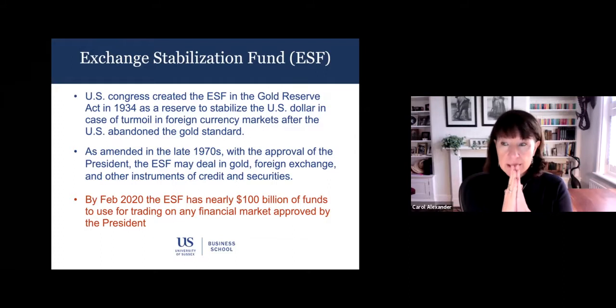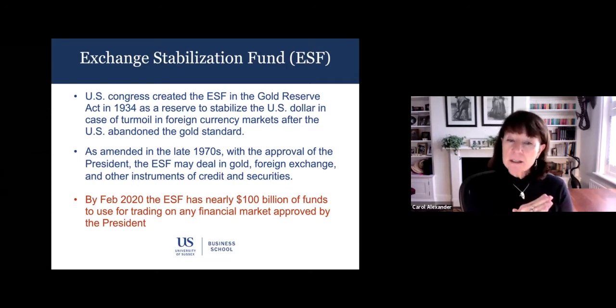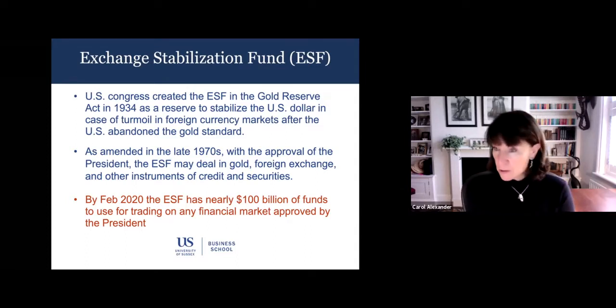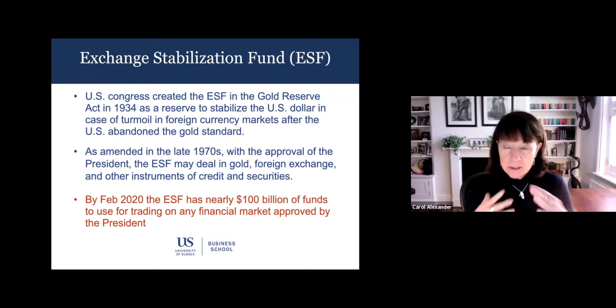Anyway, so the Exchange Stabilization Fund was created for that purpose, but then it was amended a couple of times, actually. In the late 70s, with the approval of the president only, the ESF could deal in gold, as well as foreign exchange, other interests of credit, and securities, stocks and bonds. And following the banking crisis, this was amended further. And the ESF is not at all transparent. It sits within the Treasury, and any profits it makes on dealing in financial markets, it keeps itself.